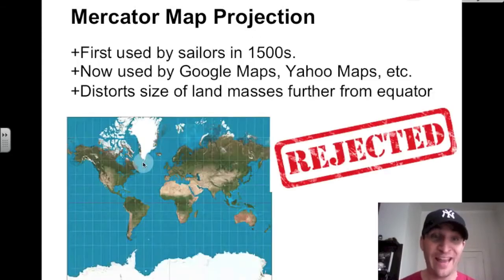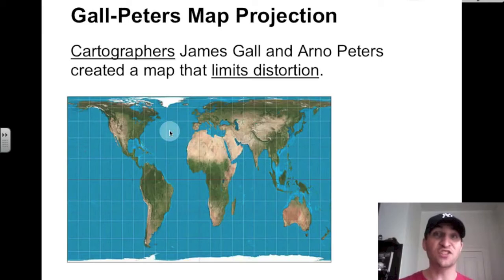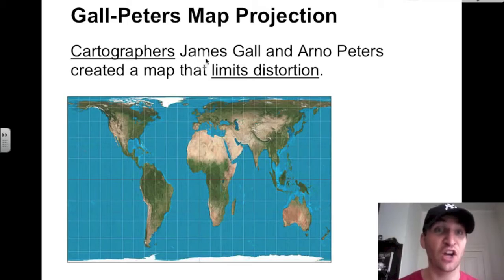As you see by the Mercator projection, Greenland is a lot larger than Australia. In actuality, Australia has a size that is 3.5 times larger than Greenland. This is a more accurate portrayal of the size of Australia compared to Greenland. So historians today reject the Mercator Map Projection and use the Gall-Peters map projection.